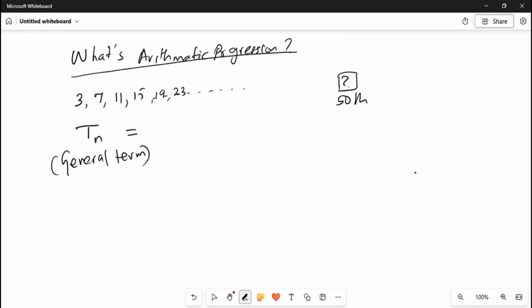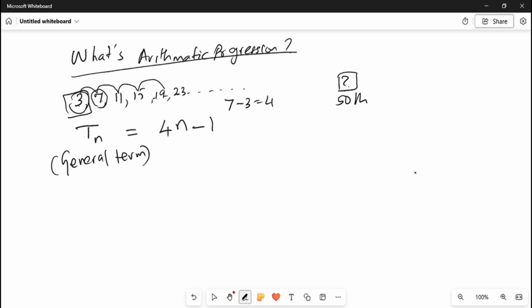To get the general term of this progression, first of all we must check by how much it is increasing. Obviously it is increasing by 4. If you don't know, you can subtract: 7 minus 3 is 4. Then put 4, and for the nth term put n, so 4n. But for the first term n is 1, 4 into 1 is 4, and the first term is 3. Therefore we must subtract 1.